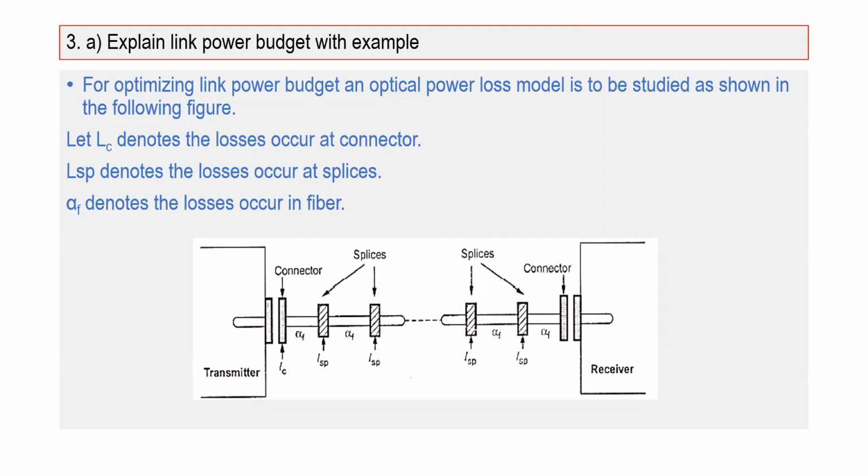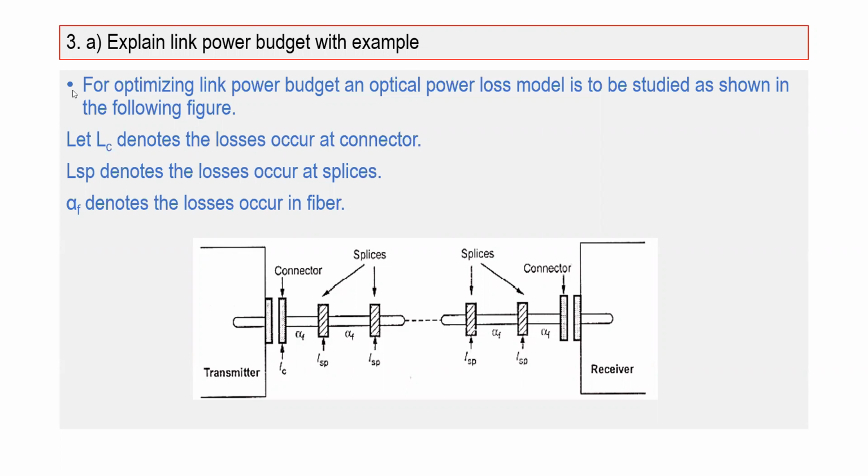In this video we will be learning about the answer for the third question, 3A and 3B. Coming to 3A, the question is: explain link power budget with an example. In order to calculate link power budget, we will be calculating the losses that occur in the optical system.